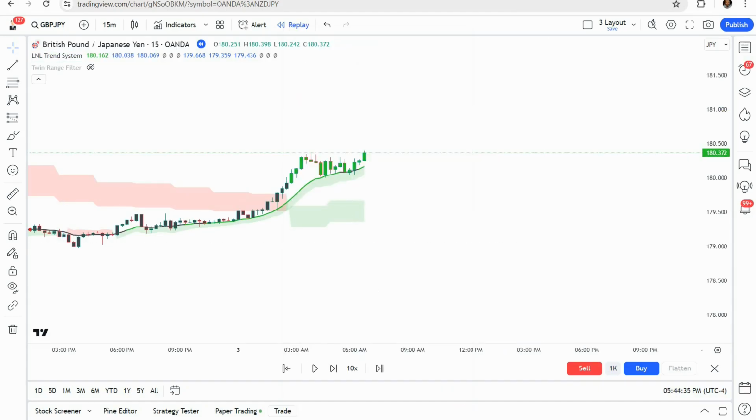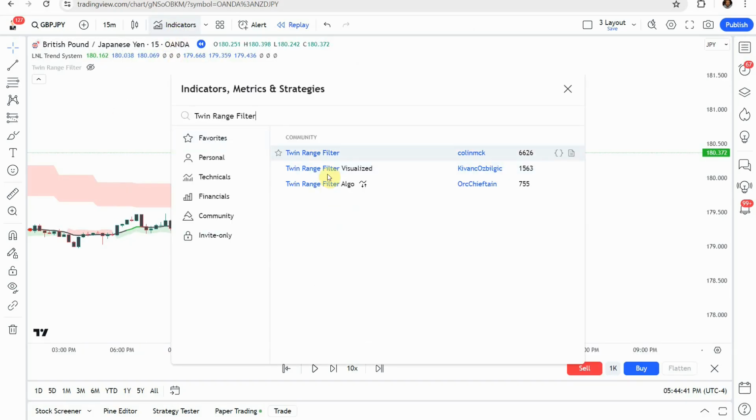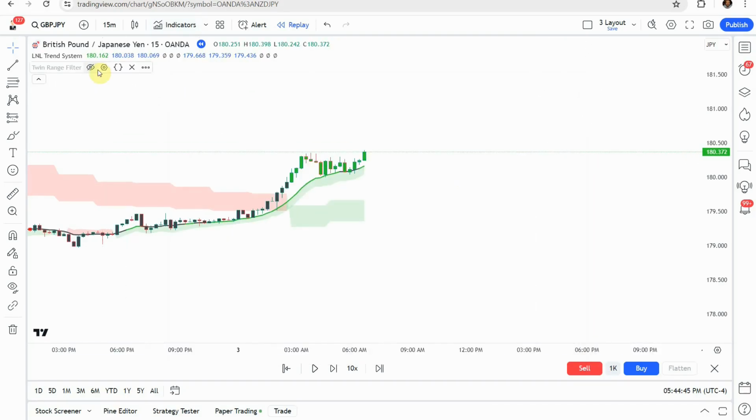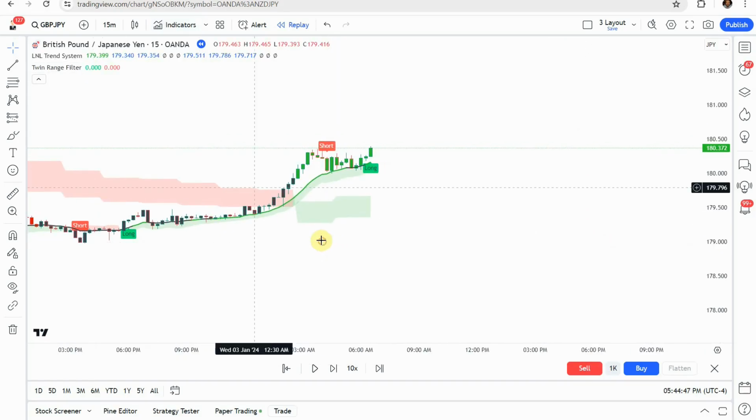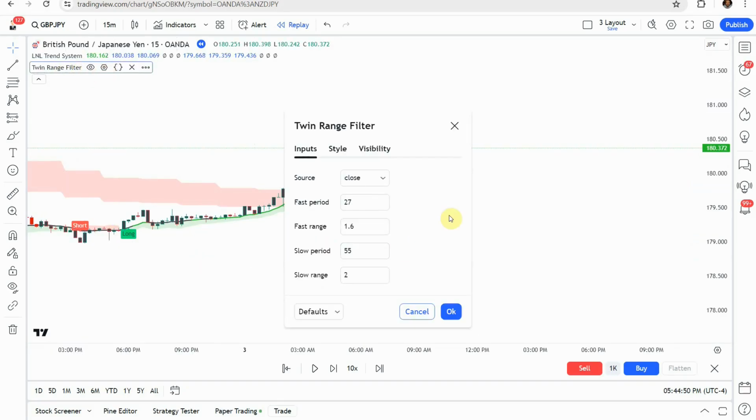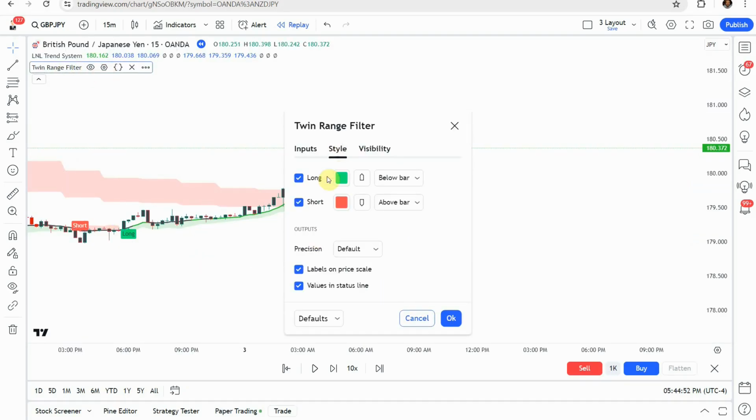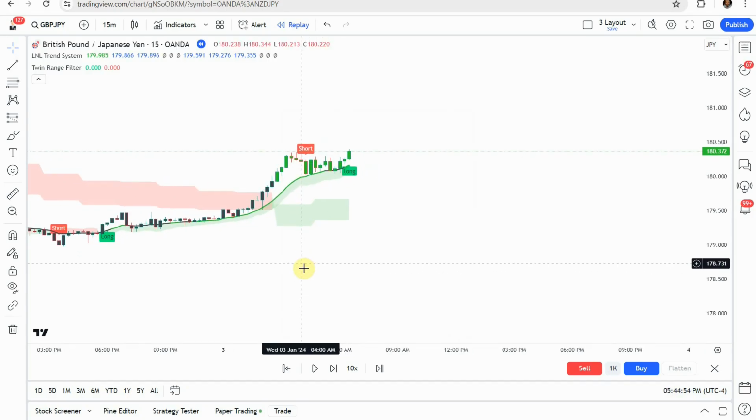The next indicator you will want to add to the screen is going to be the twin range filter. And so it's going to be this one right here. Again, click that, add it to the screen. And on this one, we'll leave it on its defaults. Yes, everything stays on its default setting.